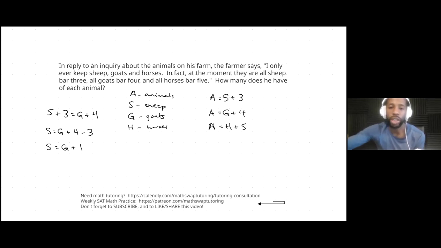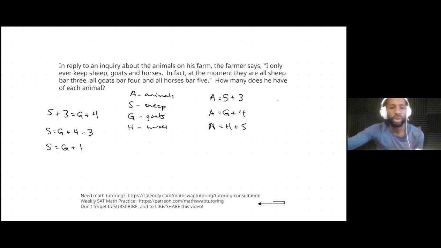So the number of animals is going to be equal to the number of goats, plus 1 plus 3. Okay, hold on a second. Okay, so that may not actually help us. So let's table that. So that's what sheep are in terms of goats.